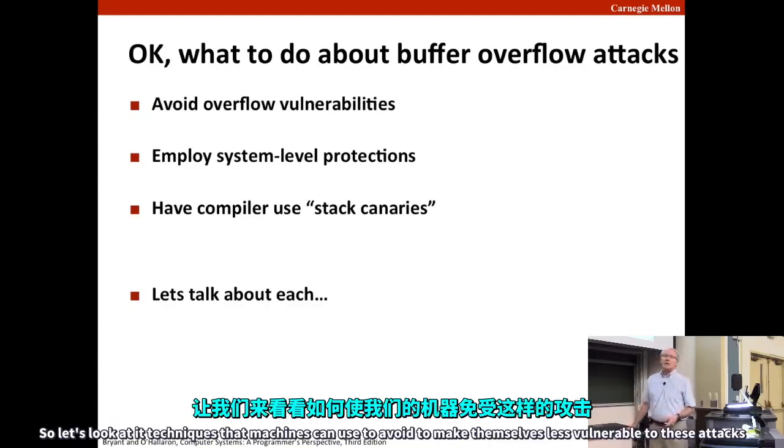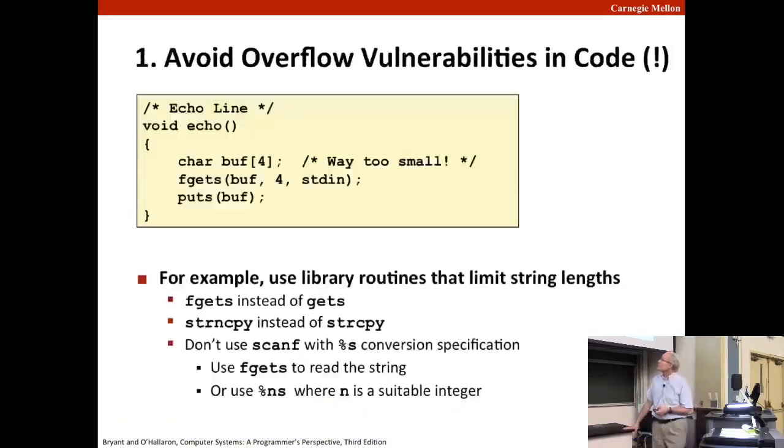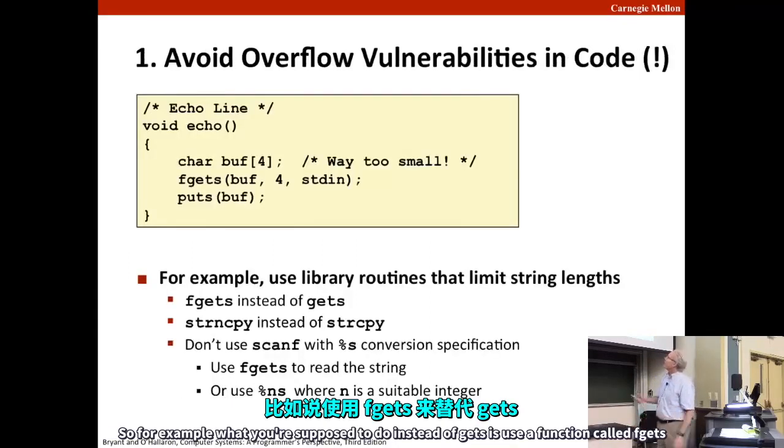So that gives you the basic idea of buffer overflows, and you'll see it more firsthand. So let's look at techniques that machines can use to make themselves less vulnerable to these attacks. Well, first of all, the application writer or the writer on the server side can write code that's more secure. So for example, what you're supposed to do instead of gets is use a function called fgets.